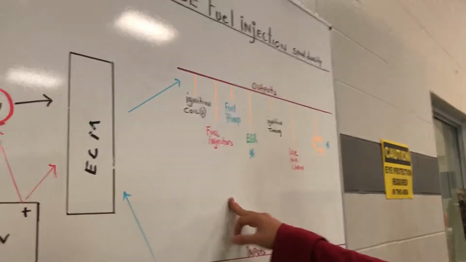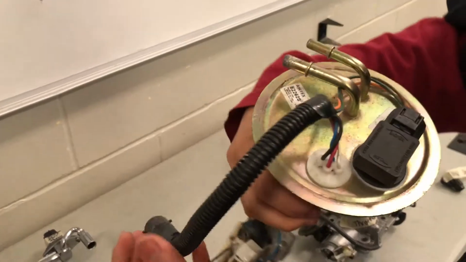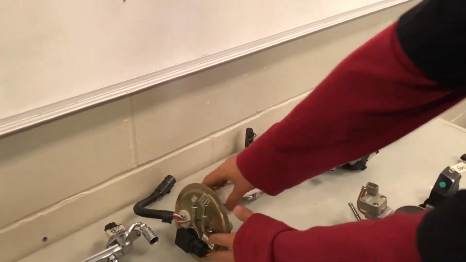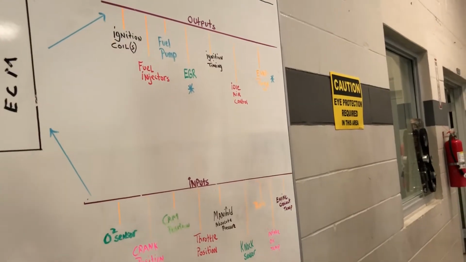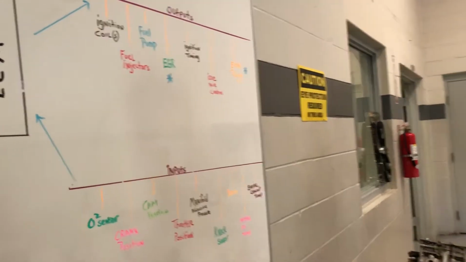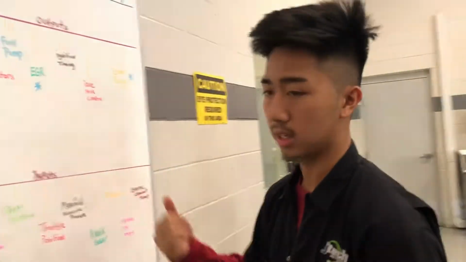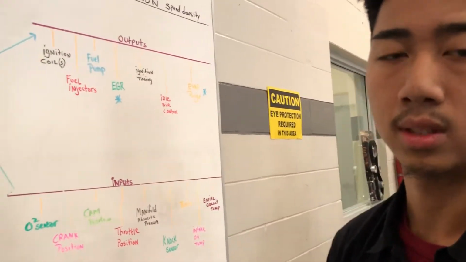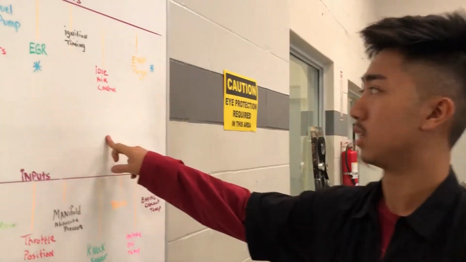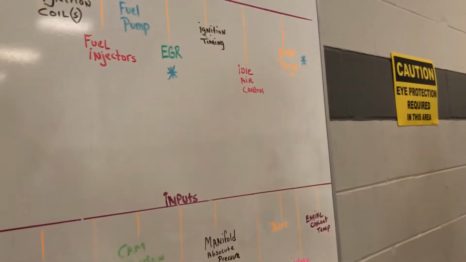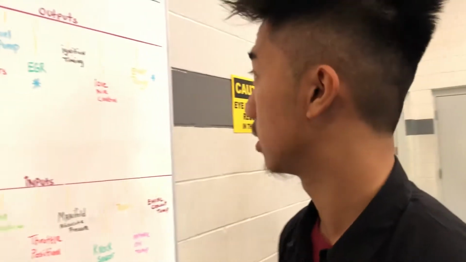And then you've got the fuel pump, which is right here. It should be located under the back seat. And then you've got the EGR, which is on most vehicles, but it's exhaust gas recirculation. Then you've got ignition timing. It tells the engine whether to advance or retard, and we've got the idle air control, which controls the idle of the actual engine.